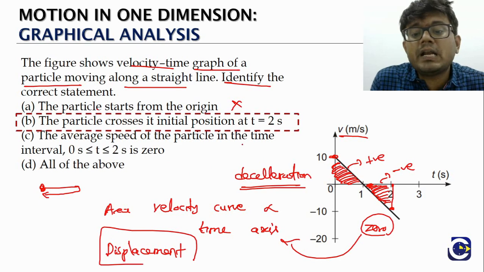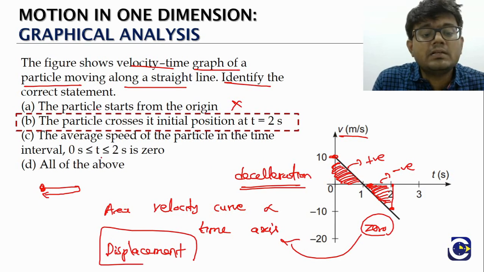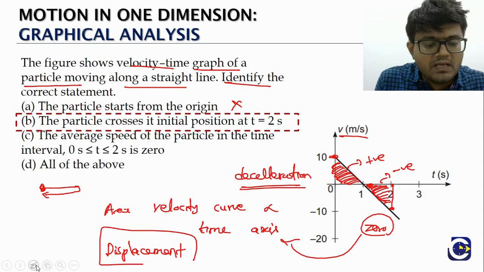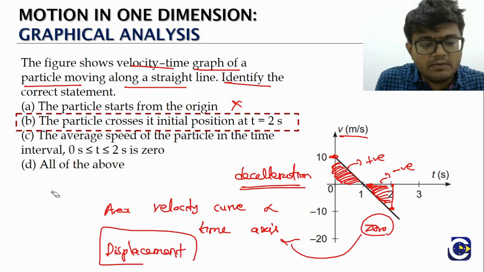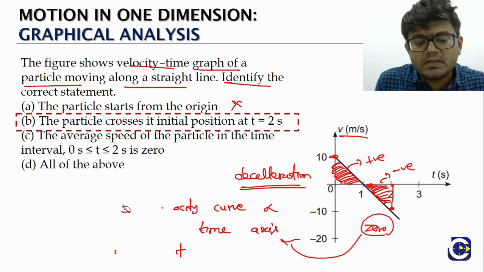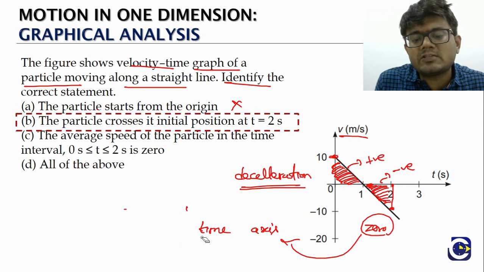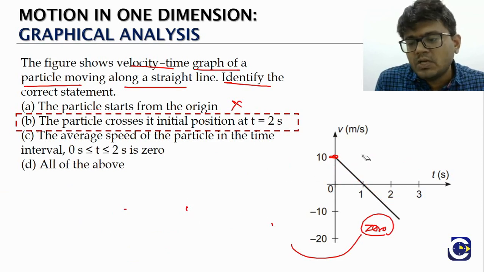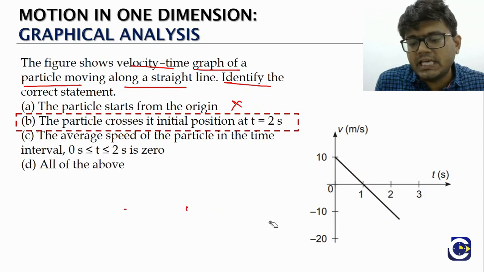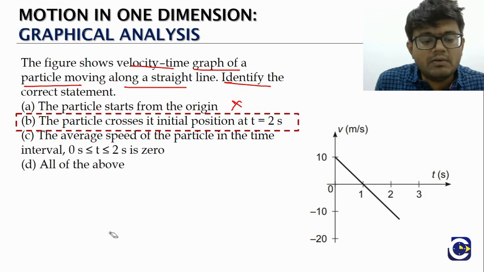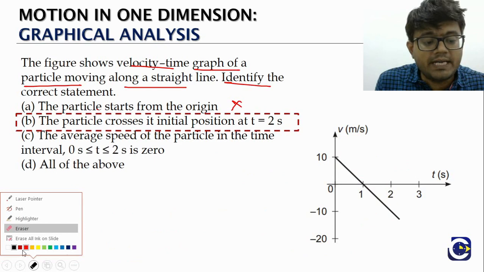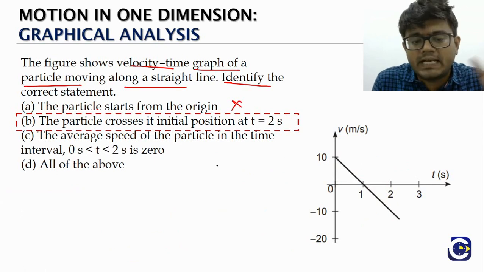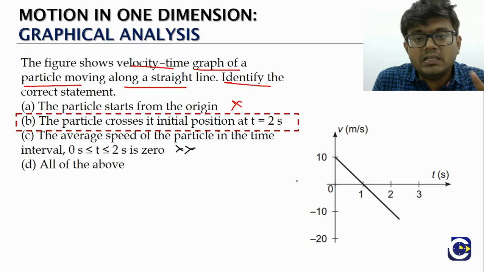The average speed of the particle in the interval 0 to 2 seconds is 0. See, average speed can never be 0, because there is a motion. Average speed means total distance by total time taken, right? That can never be 0. During the journey, if there is a change in direction, maybe the overall displacement sometimes can become 0, thereby the average velocity might become 0, but the average speed in this case will not become equal to 0.